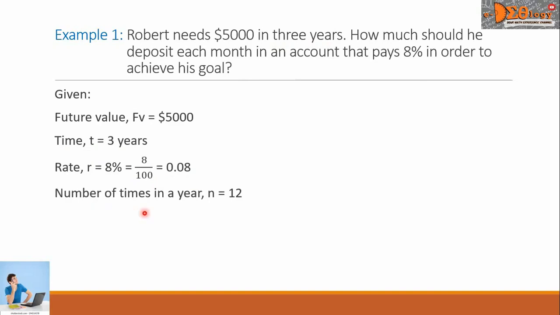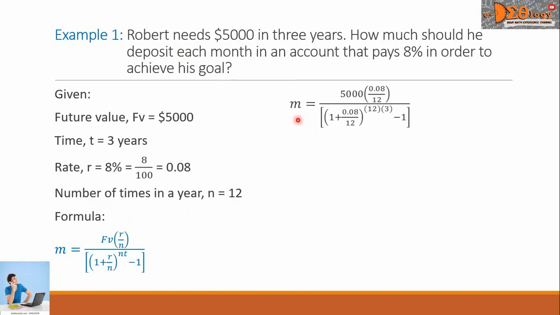And the number of times in a year that Robert should deposit is 12. In here it's written each month. So 12 times in a year that Robert will do deposit. Our big formula is written here now. So let us do the substitution.